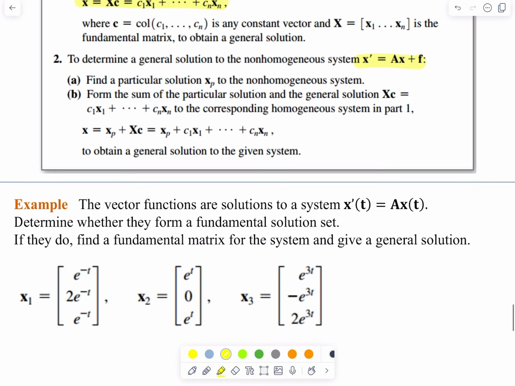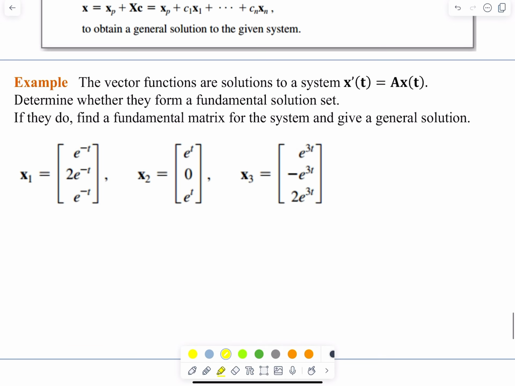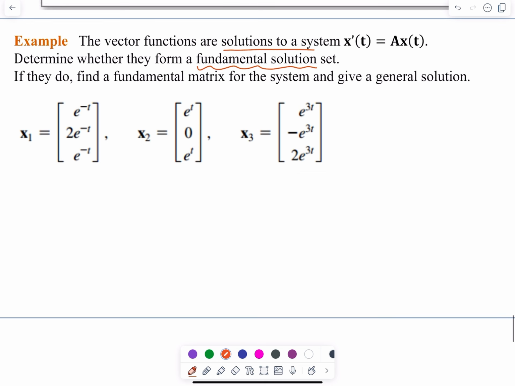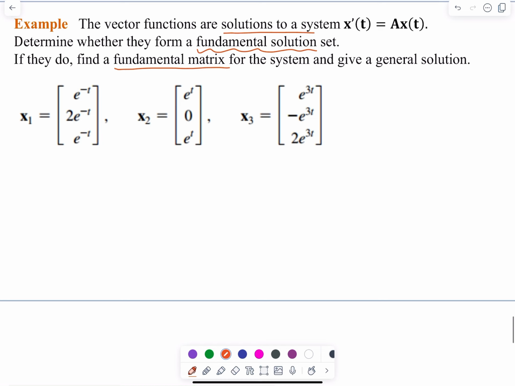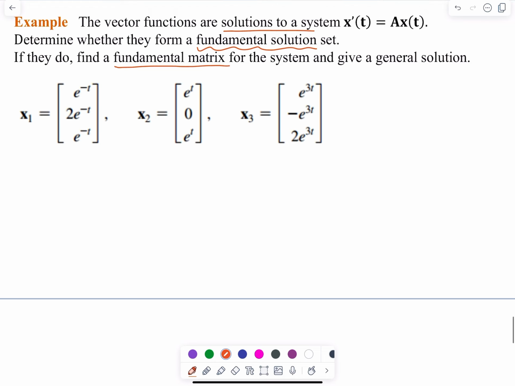Let's go ahead and take a look at this example. So here are vector functions that were given as solutions to our system here. And we want to determine whether they form a fundamental solution set. So if they do, we are going to then find the fundamental matrix for the system, and we will give a general solution. In order to determine whether they are linearly independent, we need to calculate their Wronskian. So let's go ahead and do that.